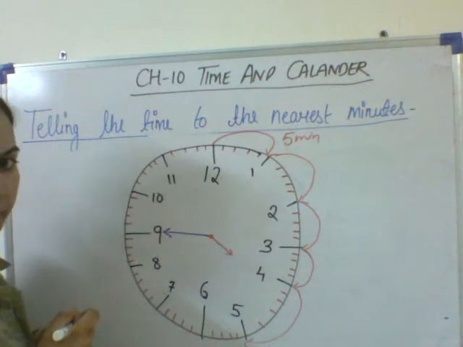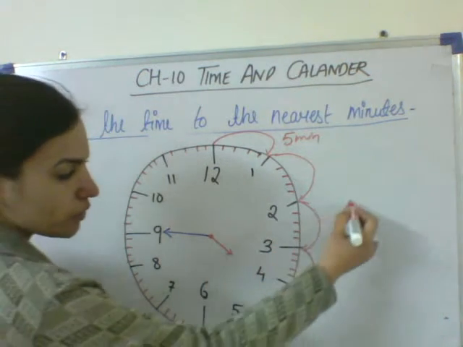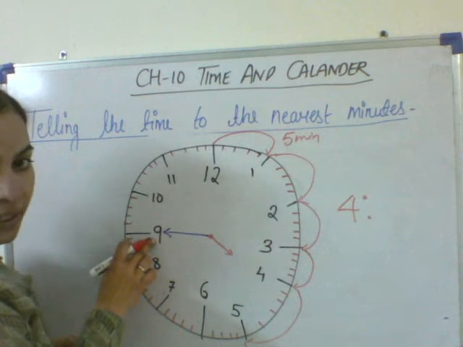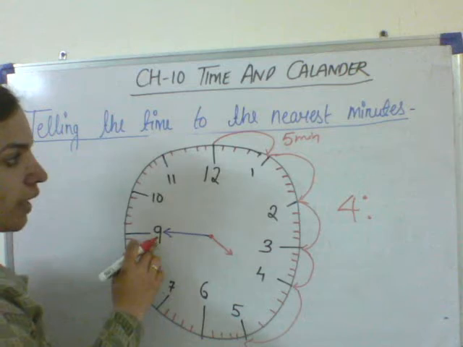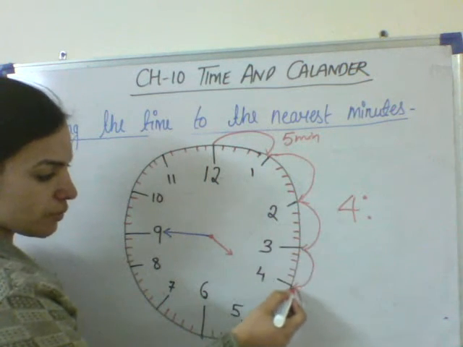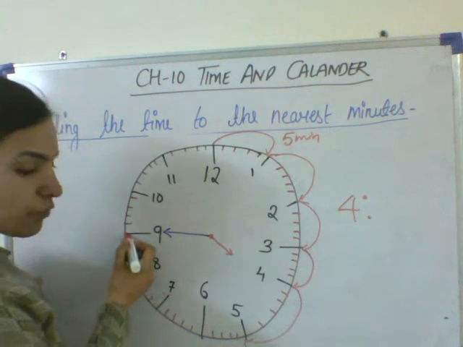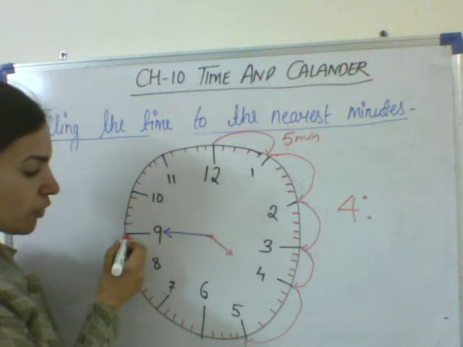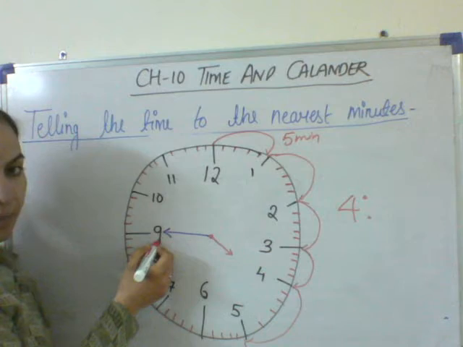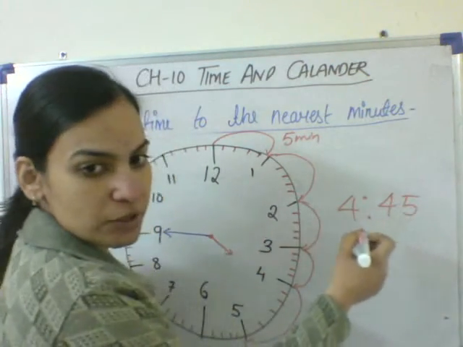Now what is the time here? You can see the hour hand is at 4. So 4, and how many minutes are there? The minute hand is at 9. Either you can count like this: 5, 10, 15, 20, 25, 30, 35, 40 and 45. Or straight away, the minute hand is at 9, so 5 multiplied by 9. 5 nines are 45. So the time is 4:45.